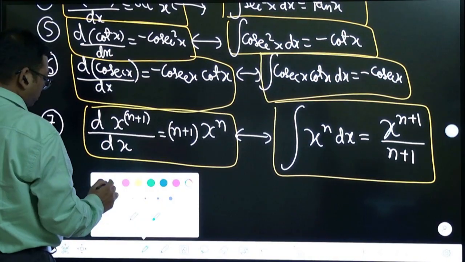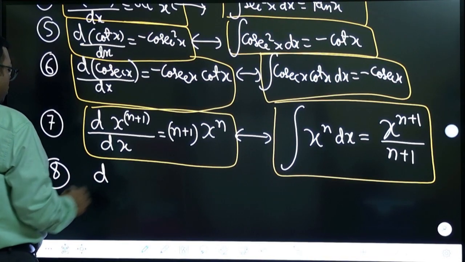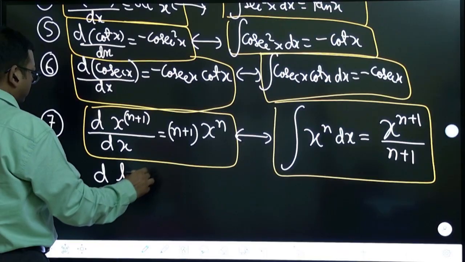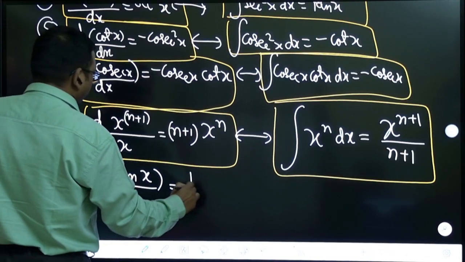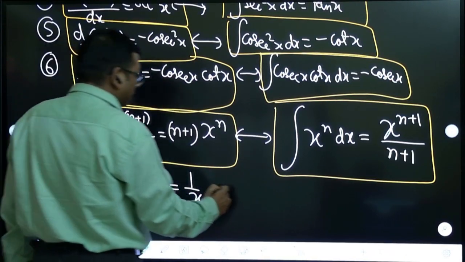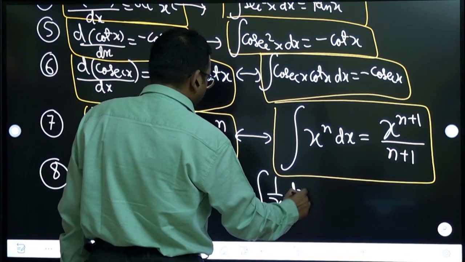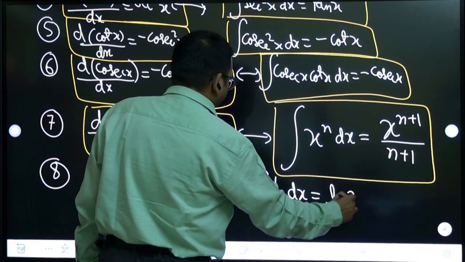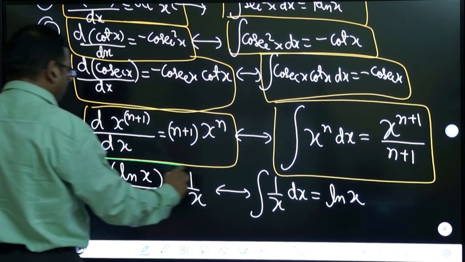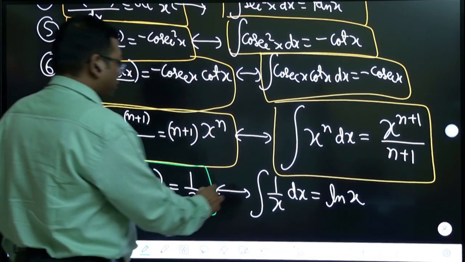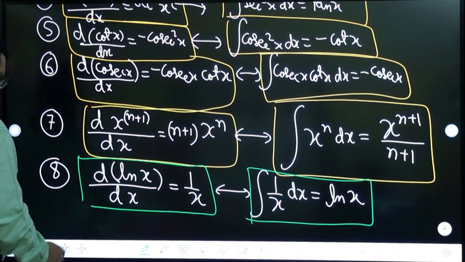Then differentiation of ln x becomes equal to 1 by x. So that is why integration of 1 by x with respect to x will become ln x. Formula number 8: differentiation on this side, integral on the other side. Side by side we are writing both the formulas.